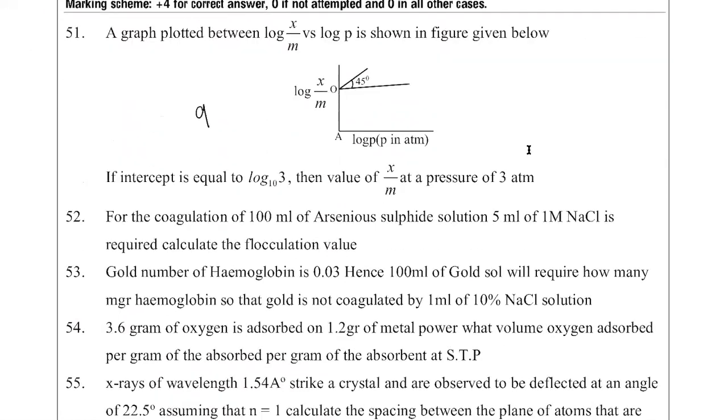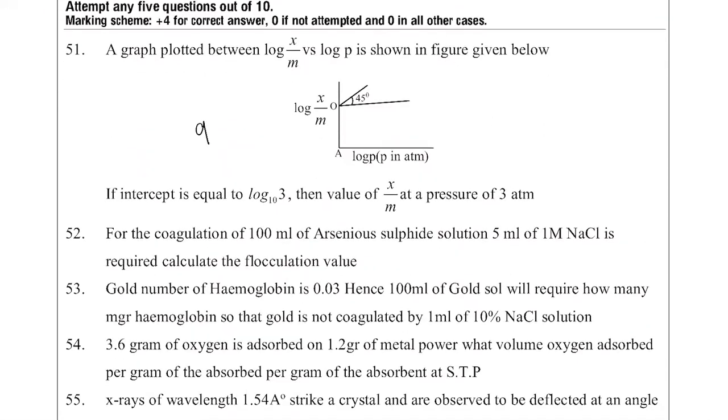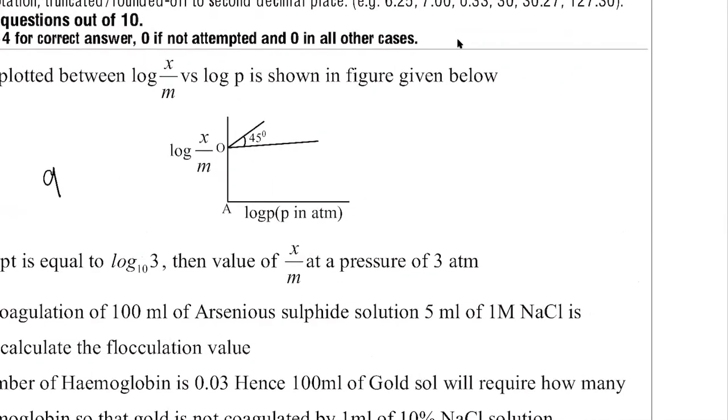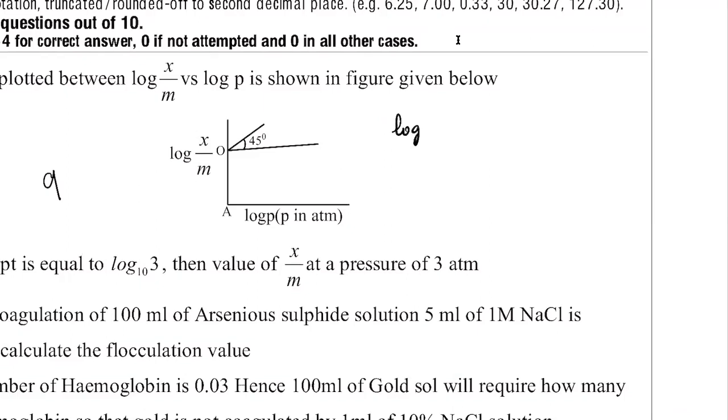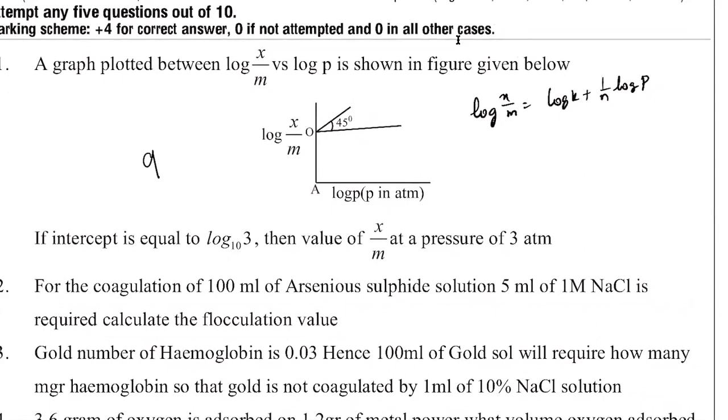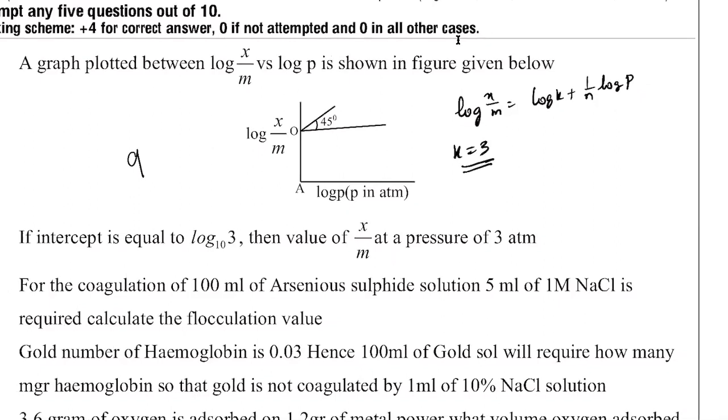Okay, students. Next, let us see a few integer type questions now. Question 51 is easy. Here you can see that log of x by m is equal to log of k plus 1 by n into log of p, which is the Freundlich equation. The y-intercept is given as log of 3, so I can say k is equal to 3. And from the tan theta, we can say that 1 by n is equal to 1, which implies n is equal to 1.